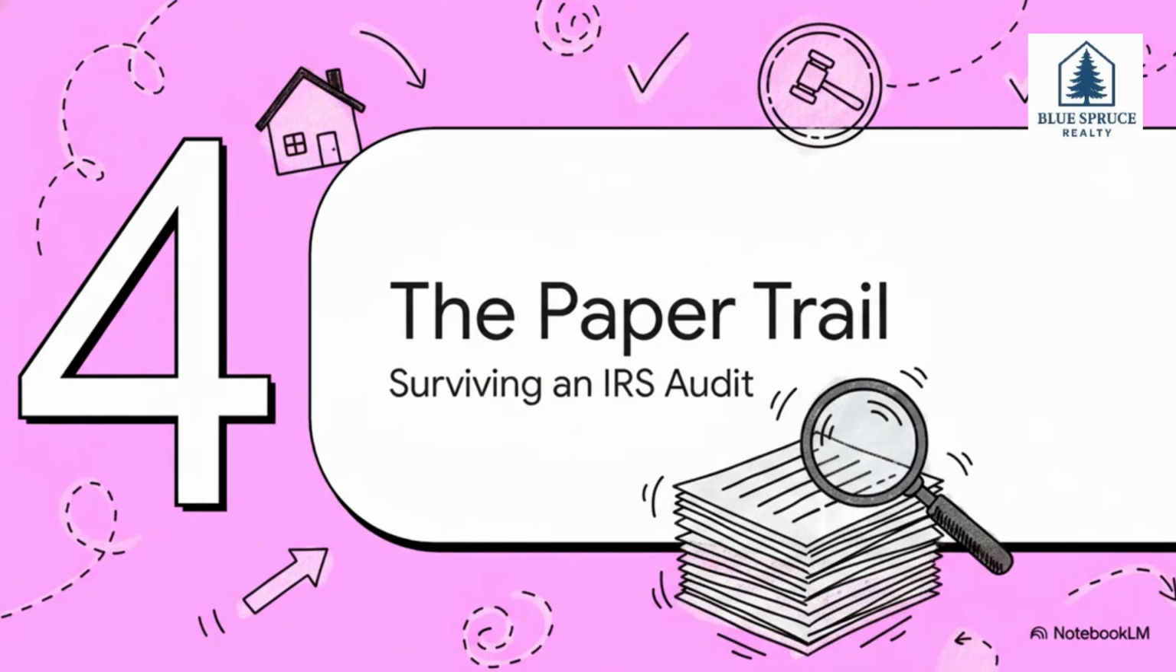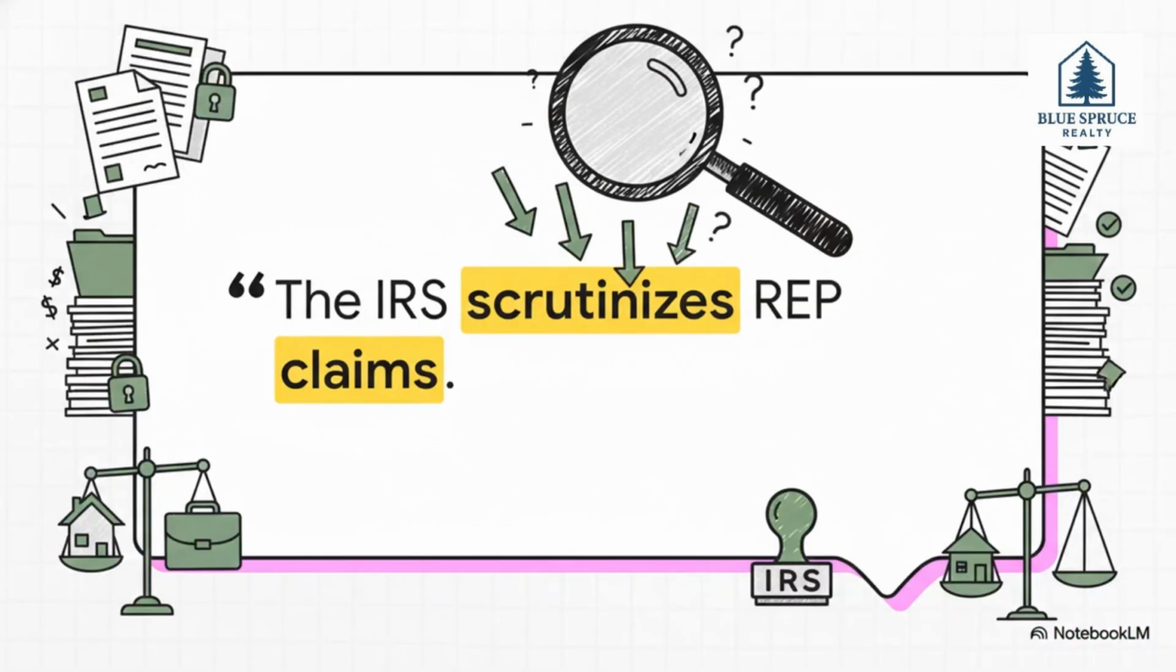All right, now we have to talk about something that is absolutely critical. If you're going to claim rep status, you have to be ready to prove it. And that brings us to the all-important paper trail. And let's be crystal clear about this. Real estate professional status is a frequently audited item. The IRS scrutinizes these claims very, very closely because the tax benefit is so huge. You cannot just wing it. You need proof, cold, hard proof.